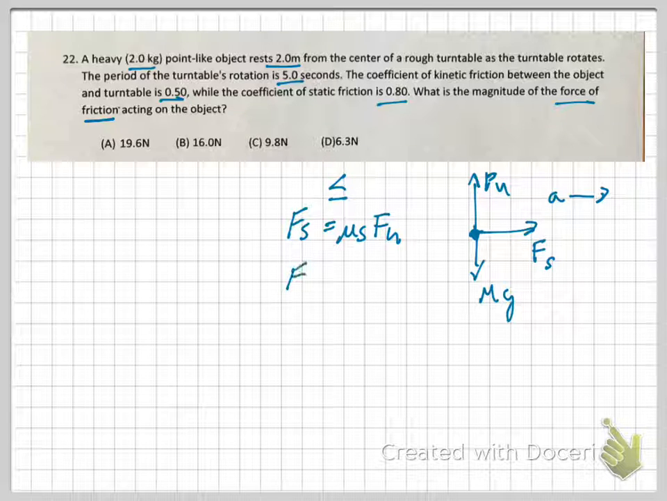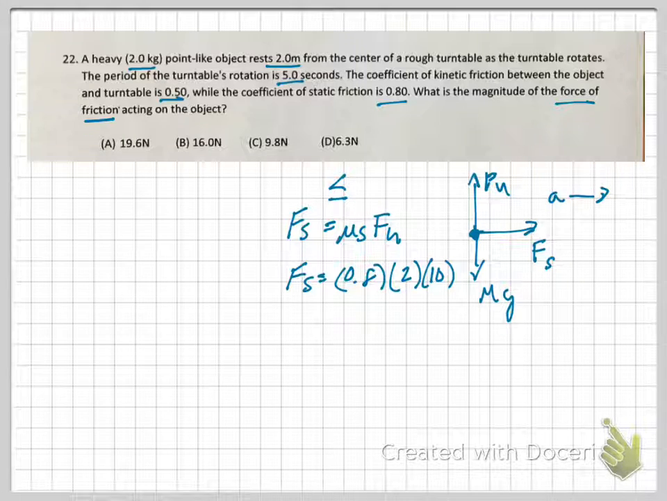So the maximum static frictional force would be mu s, which is 0.8, times mg, which is 2 times 10, and the maximum static frictional force would be 16 newtons. All right, so now at least we know what the maximum static frictional force could be. We may or may not be at that maximum value. We could be less than that.